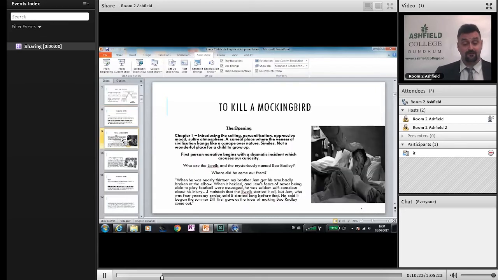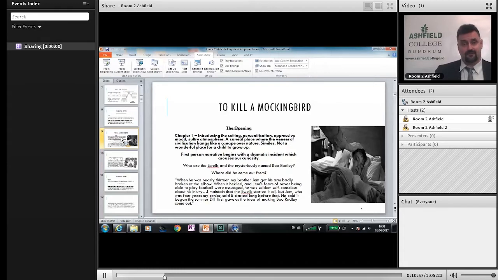So if we try to apply this to the opening chapter of To Kill a Mockingbird by Harper Lee, we can see in chapter one that the setting is introduced through Harper Lee's clever use of personification. She creates an oppressive mood and a sultry atmosphere. We're introduced to a surreal kind of place where the veneer of civilization hangs like a canopy over nature. Lots of similes are used by Harper Lee in chapter one of To Kill a Mockingbird. And really, I was left with a sense that this was not a wonderful place for a child to grow up.